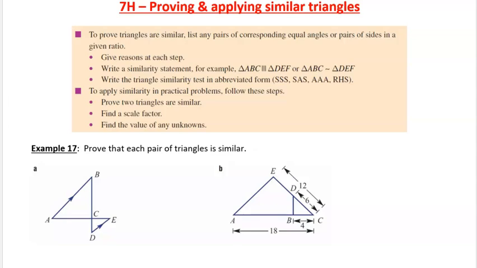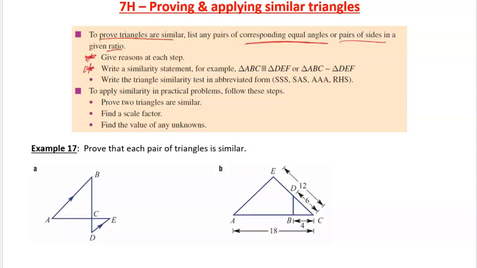All right, we've got some work to do if we want to prove that triangles are similar. So we're going to list any pair of corresponding equal angles, pairs of sides in a given ratio. We've got to give reasons at each step. We've got to write a similarity statement like this.